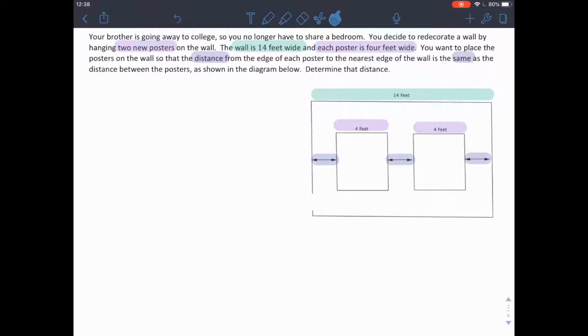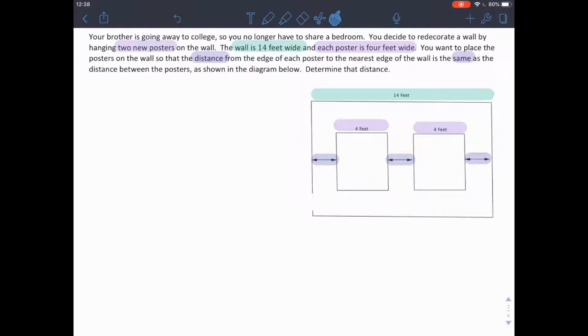Your brother is going away to college, so you no longer have to share a bedroom. You decide to redecorate a wall by hanging 2 new posters on a wall. The wall is 14 feet wide, and each poster is 4 feet wide. You want to place the posters on the wall so that the distance from the edge of each poster to the nearest edge of the wall is the same as the distance between the posters as shown in the diagram below. Determine that distance.